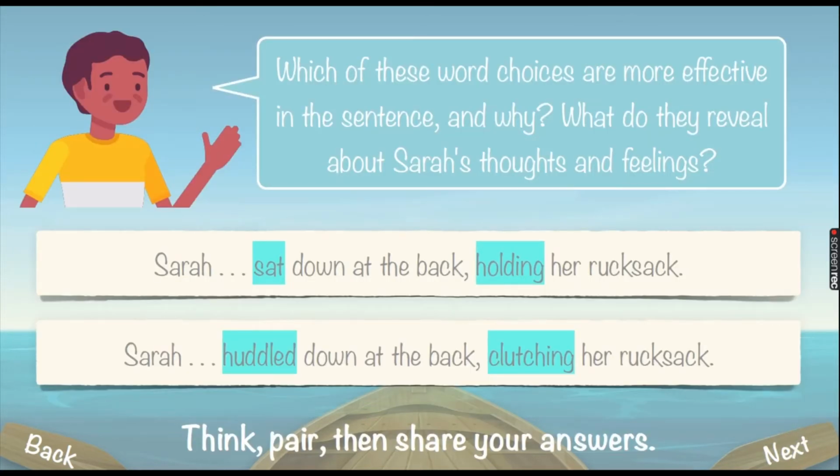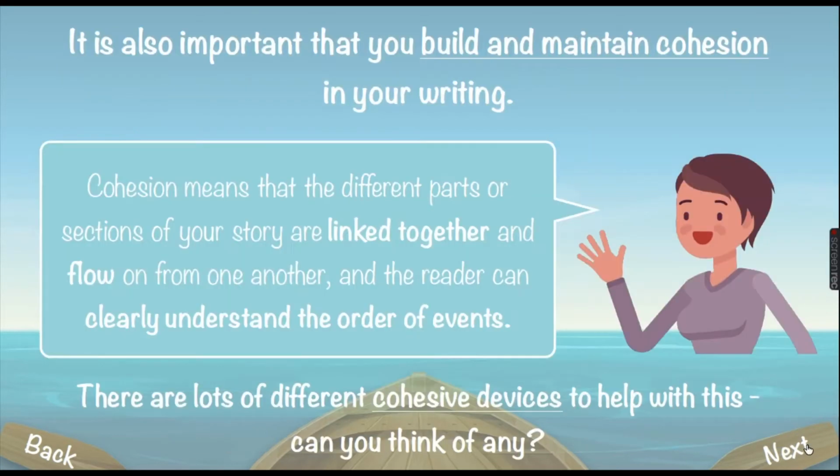Again, which of the word choices are more effective in the sentence? Sarah sat down at the back, holding her rucksack. Sarah huddled down at the back, clutching her rucksack. Well, this second one definitely gives us more of an idea of how lonely and scared she is, and that no one's helping her. She's not just sat there holding it. She's huddled into a little ball at the back.